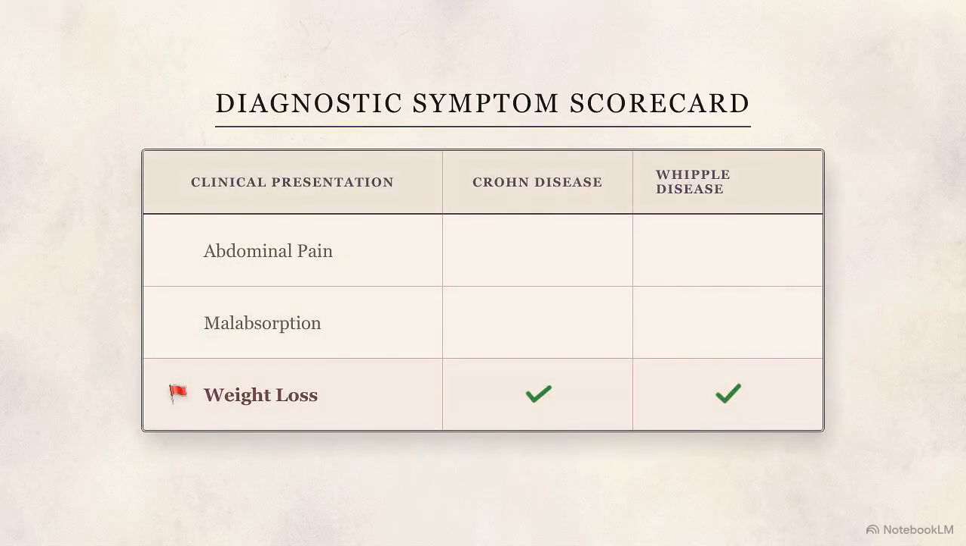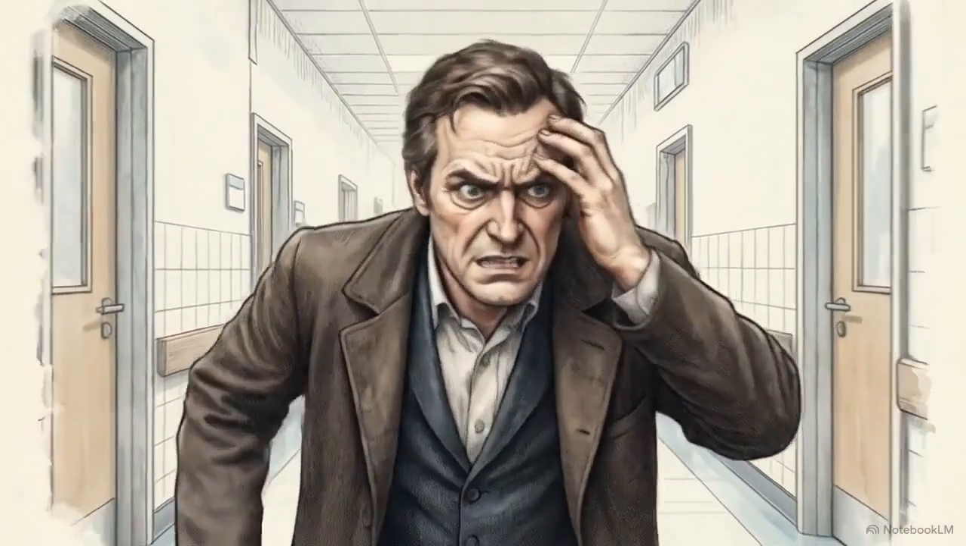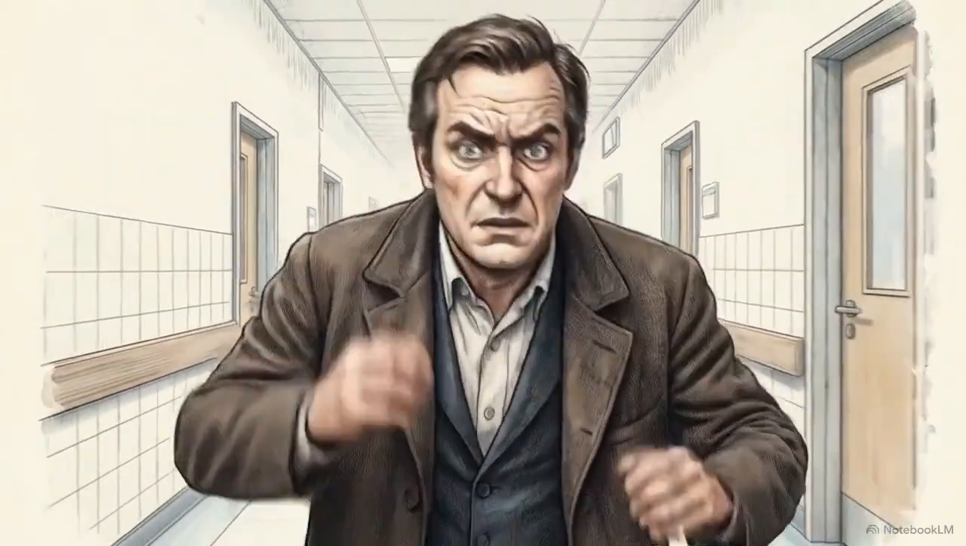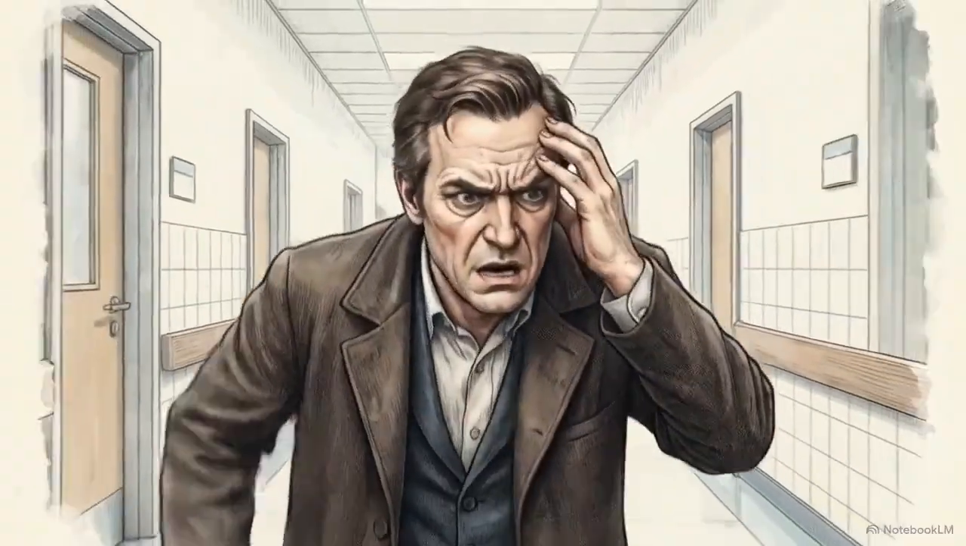If a patient presents with chronic diarrhea, severe malabsorption, and vague right upper quadrant pain, the clinical picture matches both Crohn's disease and Whipple disease perfectly. Attempting to make a diagnosis based on these overlapping complaints during board exams or ward rotations guarantees diagnostic errors. The symptoms alone do not provide enough resolution to select the correct therapy.